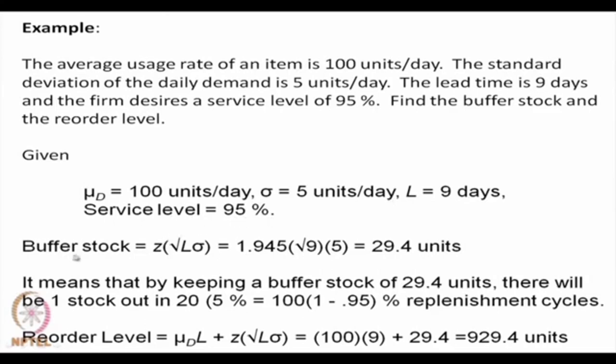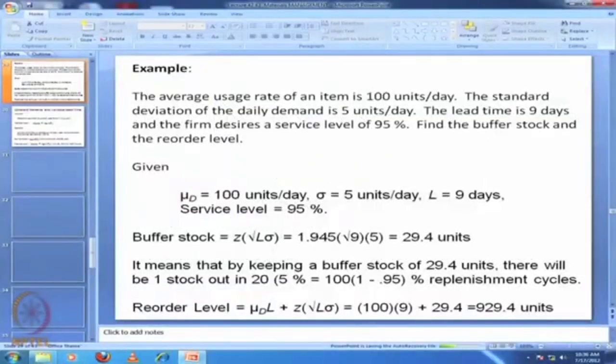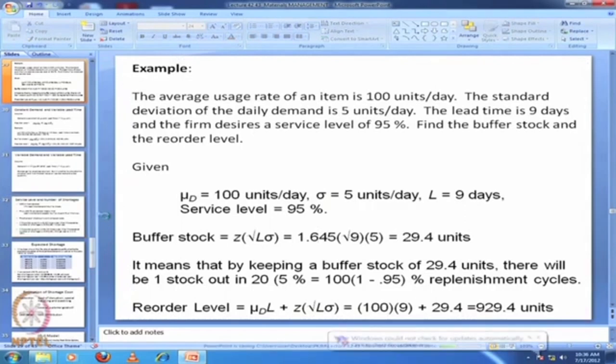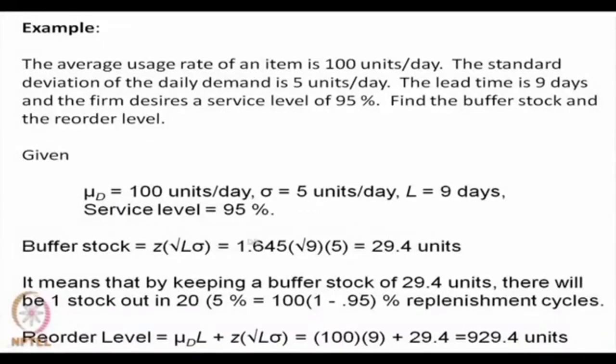Buffer stock is then, corresponding to 5%, which is 1 minus the service level, from the normal distribution table, Z is 1.645. I am sorry, this is not correct. It is 1.645. So, this calculation may be wrong, but you make the calculations. So, buffer stock is equal to 29.4 units.